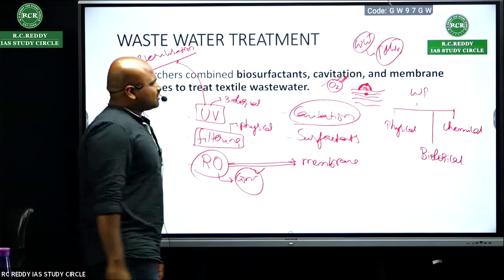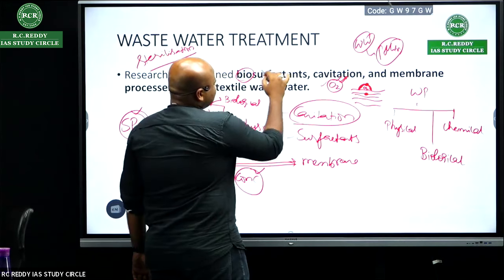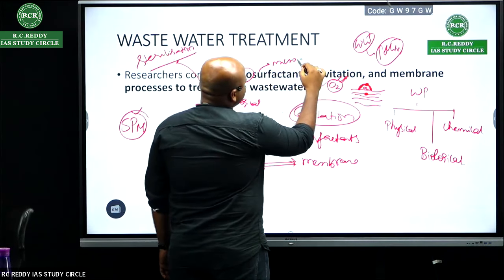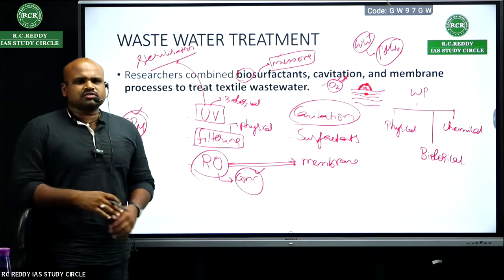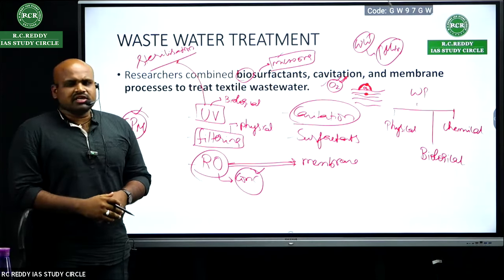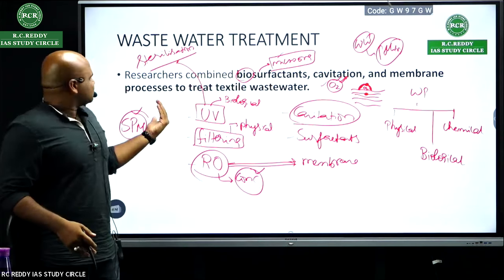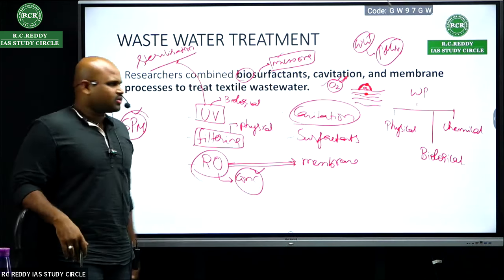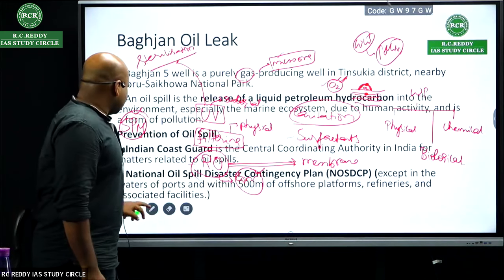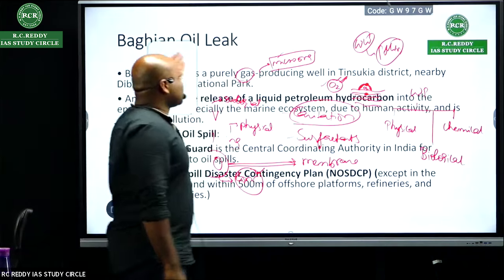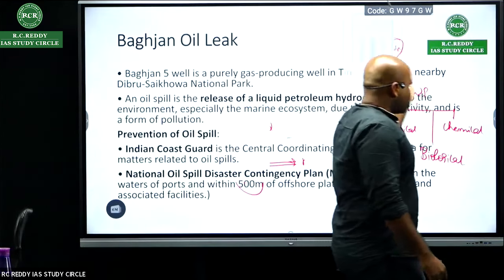Now, when you talk about biosurfactants, the name itself, biosurfactants is majorly used for what material? It is majorly used for microorganisms. Then, membrane, we were discussing, is with respect to the potential difference or concentration difference that is present. Then recently we had something called oil leakage in Assam.